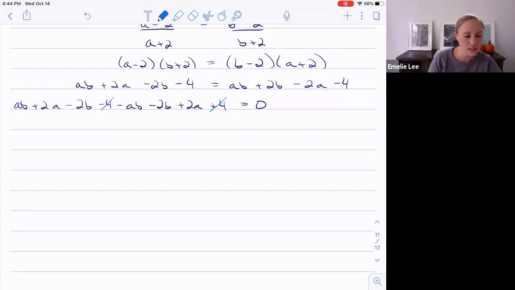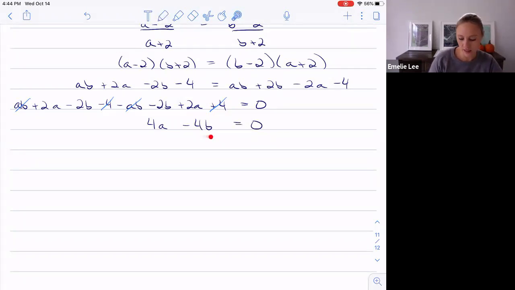2B, collecting like terms, right? I've got 2A plus 2A, so that's 4A. And then negative 2B minus 2B, so that's negative 4B. But I can cancel the AB minus AB, so let's do that. So now I've got 4A minus 4B equals 0.